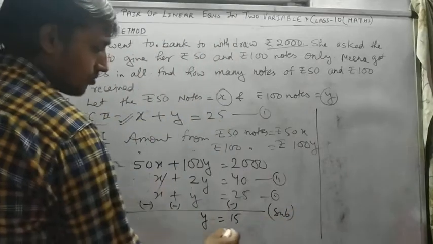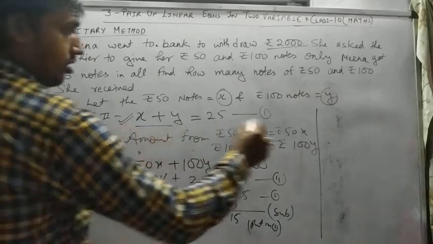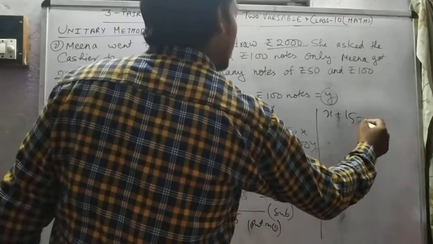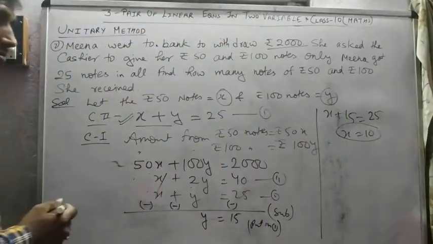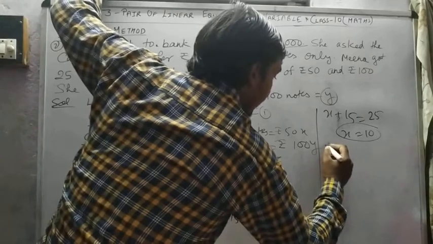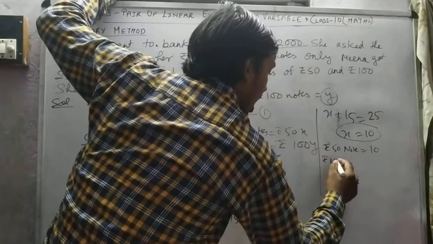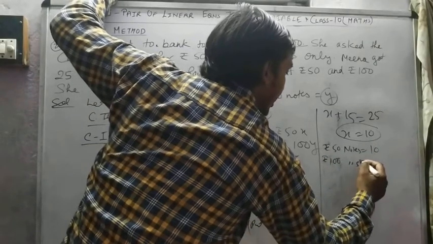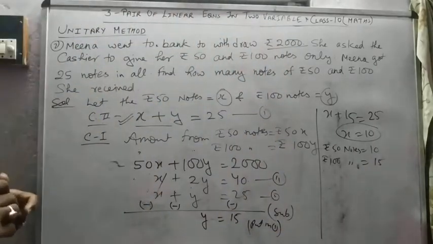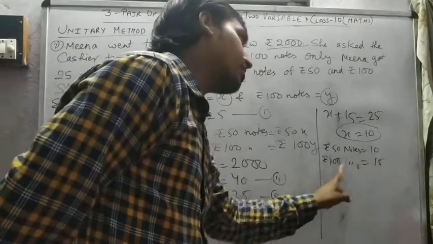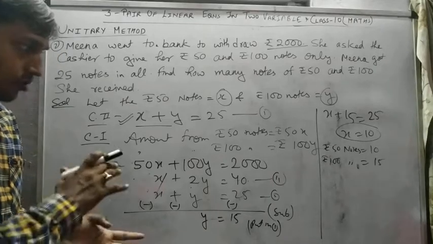Then put it in the first: x plus 15 is equal to 25, so x is equal to 10. Means 50 rupee notes are 10 and 100 rupee notes are 15. You can note down and count them: 500 plus 1500 makes a total of 2000 rupees. Okay. Pause the video, note down.